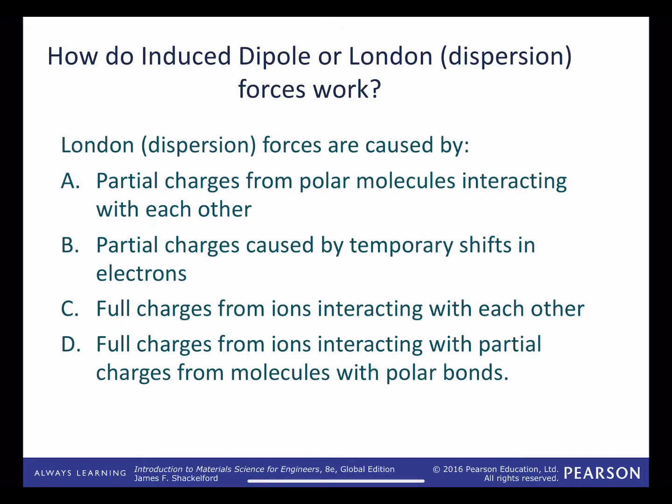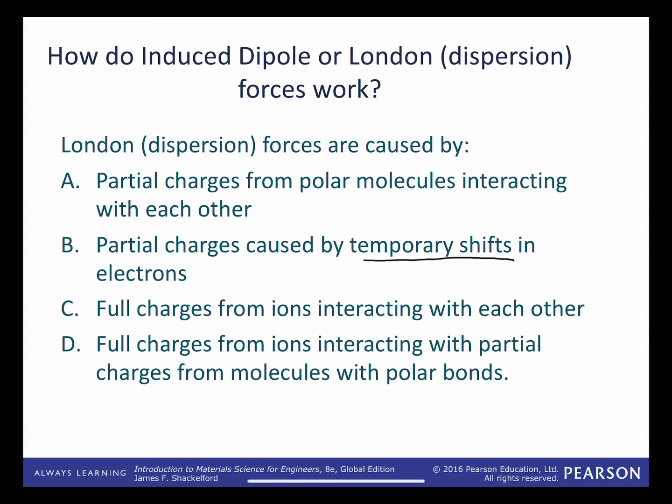Okay, so here's a question to see if we've got it. So take a minute to consider this question and pause the video as noted. So what we want to ask is how do induced dipoles or London dispersion forces work? Well, they're caused by either A, B, C, or D: partial charges from polar molecules interacting with each other, partial charges caused by temporary shifts in the electrons, full charges from ions interacting with one another, or full charges from ions interacting with partial charges on a molecule. Take a minute to take your answer and then resume the video when you've got your answer.